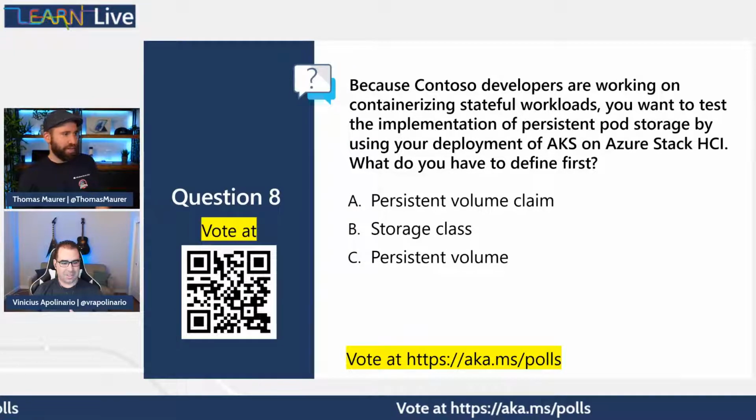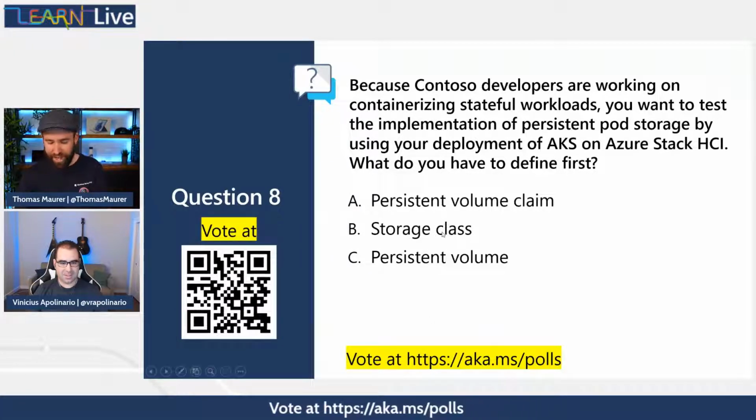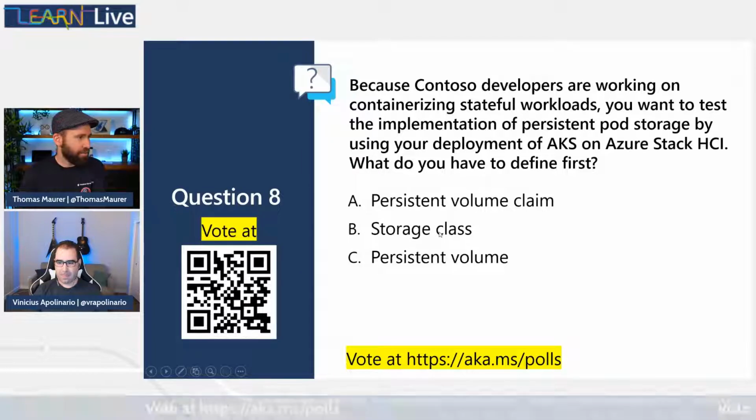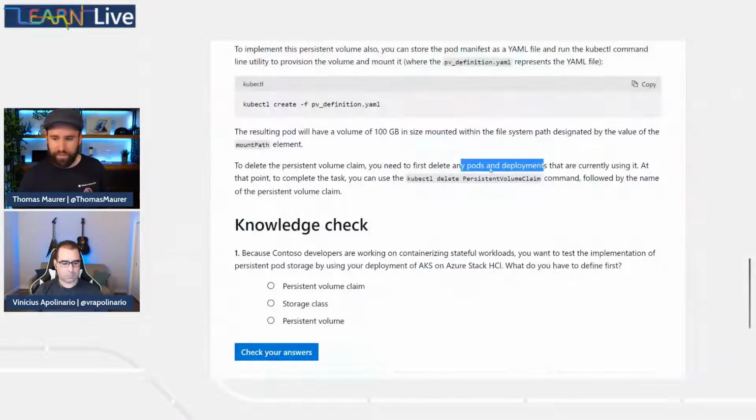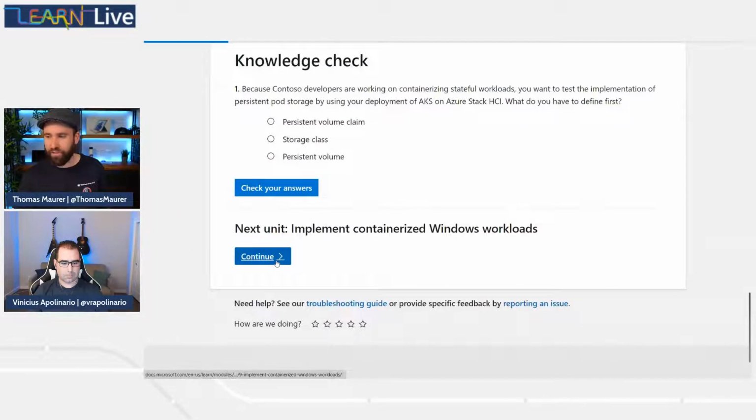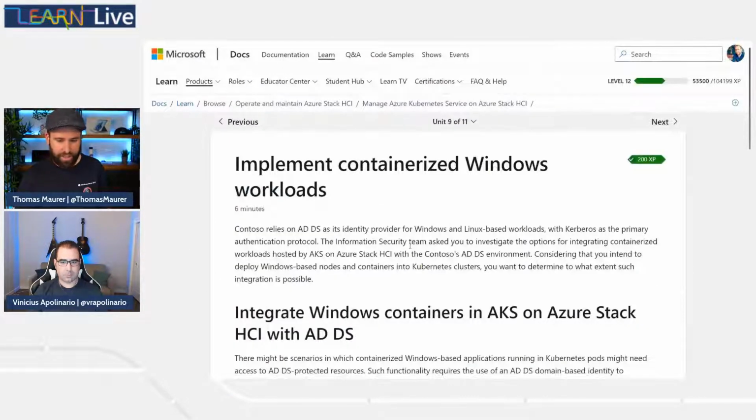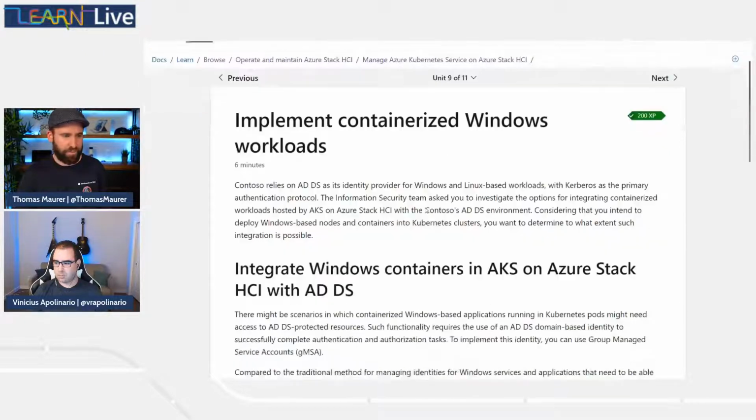Yes, so people are voting, and I can see that most of those voting select the right answer. What you need to create is a persistent volume claim. Again, if you want to read more, there's more in the module as well. We have one thing I really want to talk about, or I want to let you talk about, which is the implementation of containerized Windows workloads.